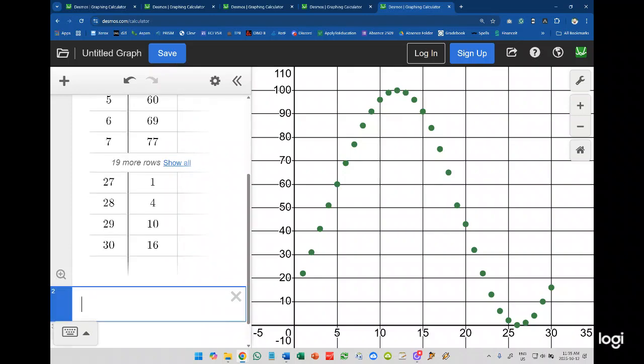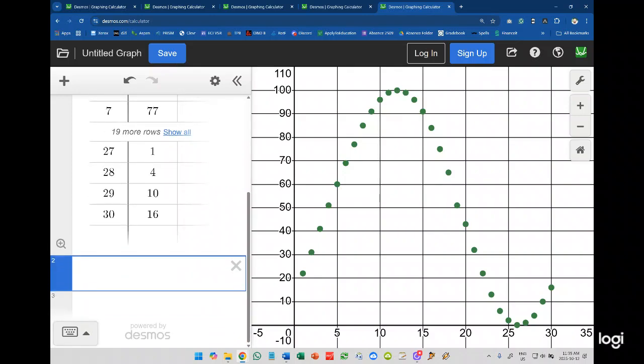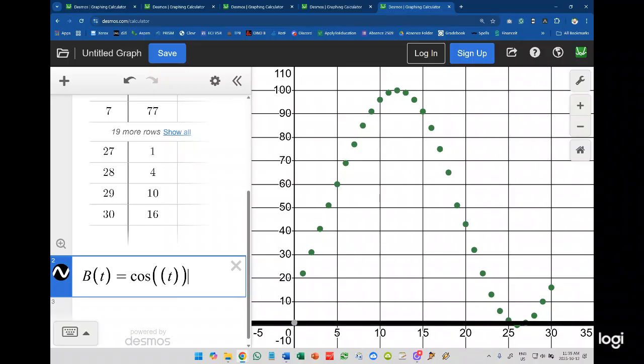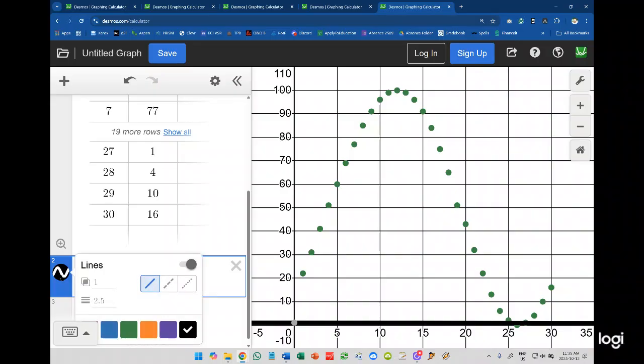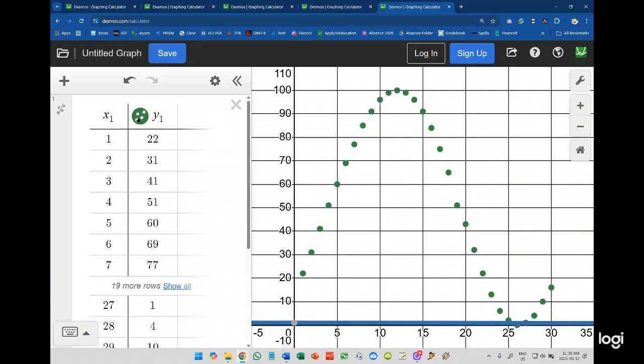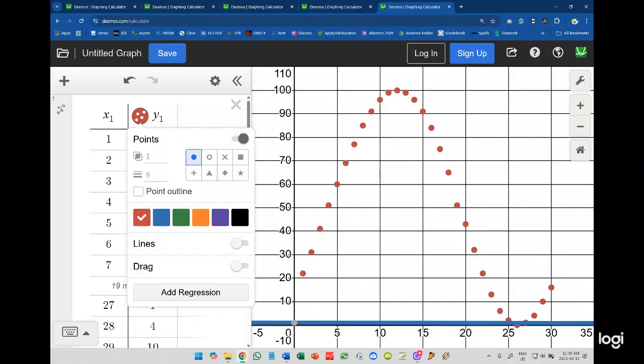So I'm going to call this B(t) for brightness over time. And I know that it's going to be a cosine function like that. And I'm just going to keep modifying it until I get something that, like I said, best represents what it looks like after I switched to all the pretty colors.